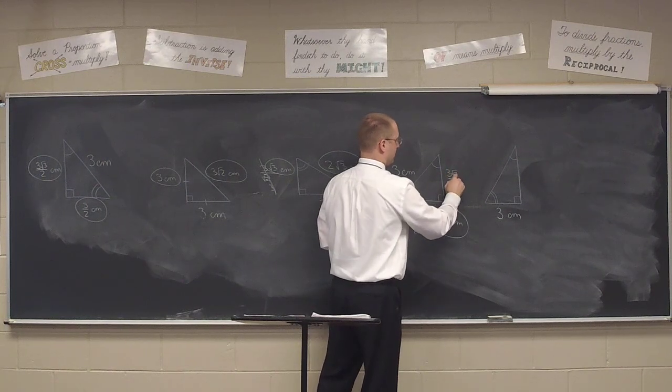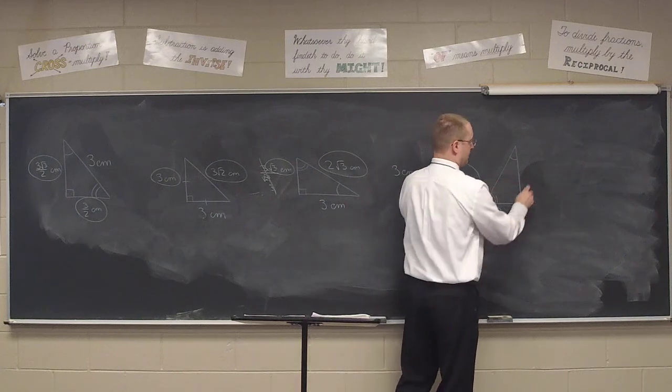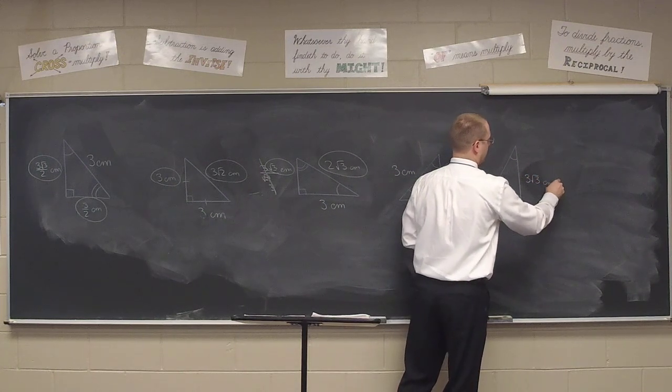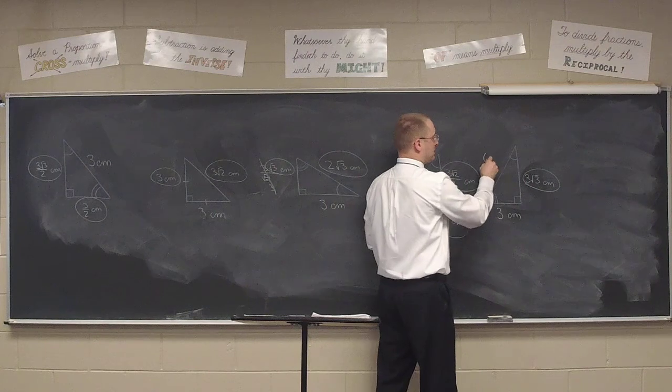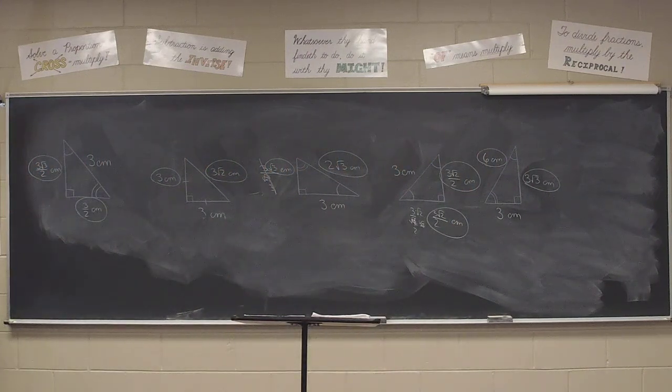It's also 3 times the square root of 2 over 2 centimeters. And then this is x. So x times the square root of 3 would be 3 times the square root of 3 centimeters. 2x would be 6 centimeters. And in time, you will get to be just this fast too.